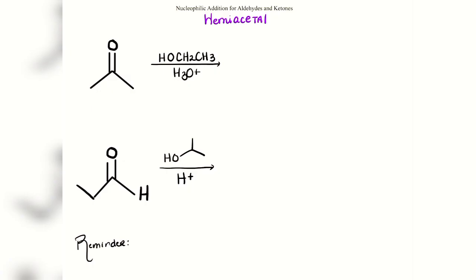Welcome back to KhemWithKess, where we'll be discussing nucleophilic addition for aldehydes and ketones. The name of this reaction is called hemiacetal. Now, hemi itself means half. So in this reaction, we're going to get a half OH group and a half OR group.